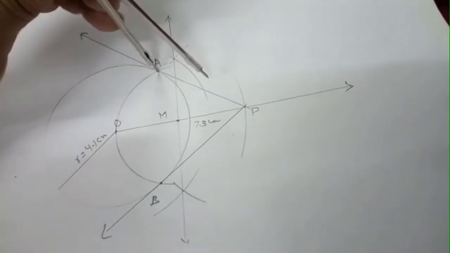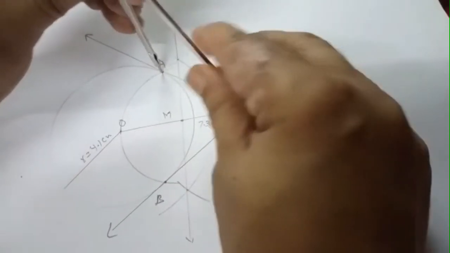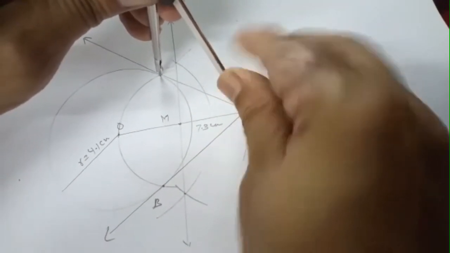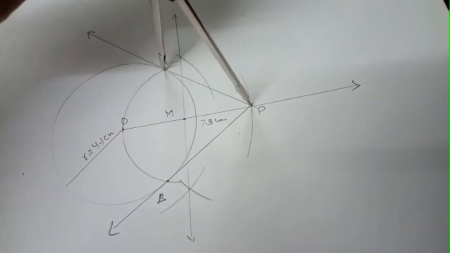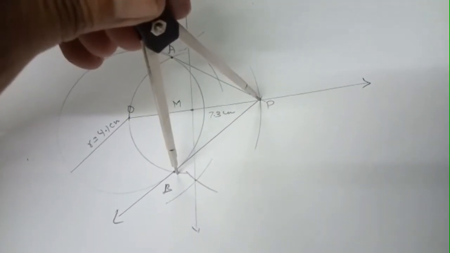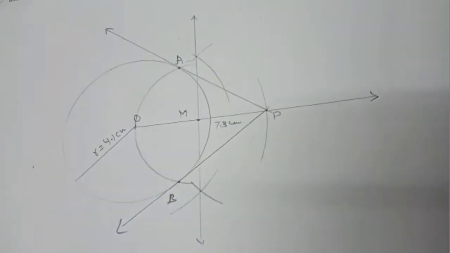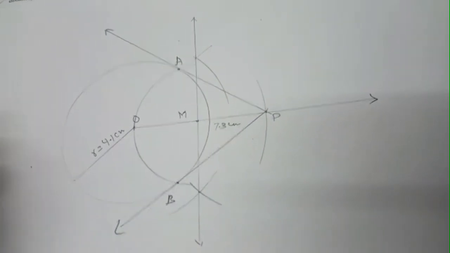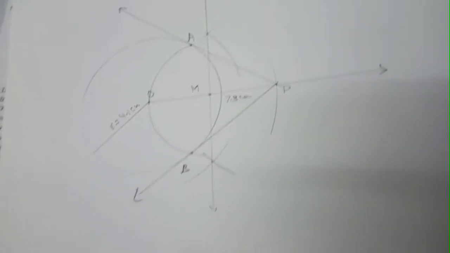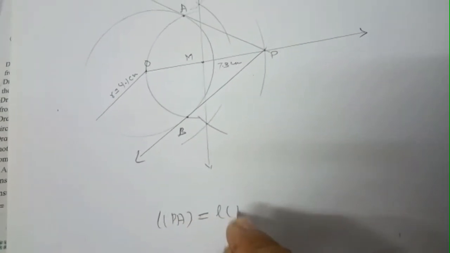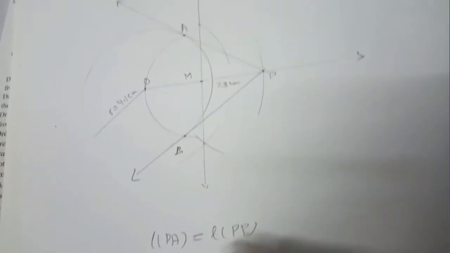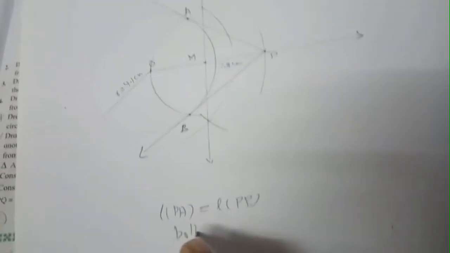Take the measure. PA is congruent to PB. Both the tangents are congruent. This is PA and this is PB. Both the tangents are congruent to each other. Length of PA is congruent to length of PB.